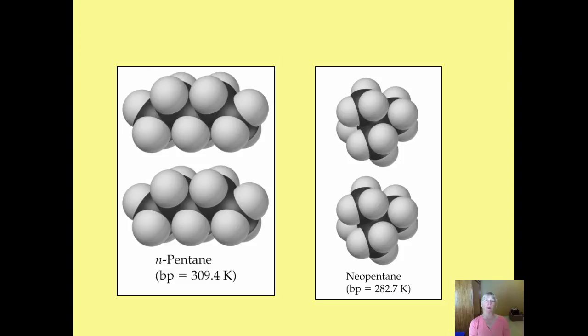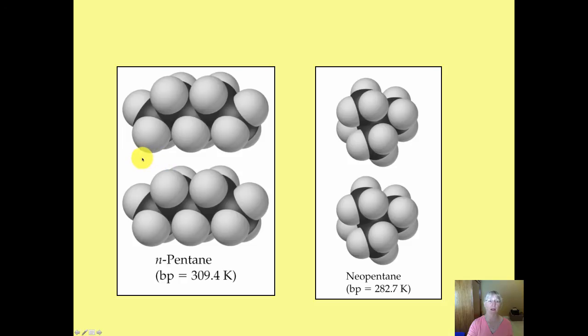Now with a quick glance down at the bottom, see how the n-pentane has a boiling point of 309.4 Kelvin, and the neopentane has 282.7. They weigh the same because they're made up of the same number of hydrogens and carbons, and penta means 5, so there's 5 carbons in the middle of both of these with a whole bunch of hydrogens attached. What's different is the shape.